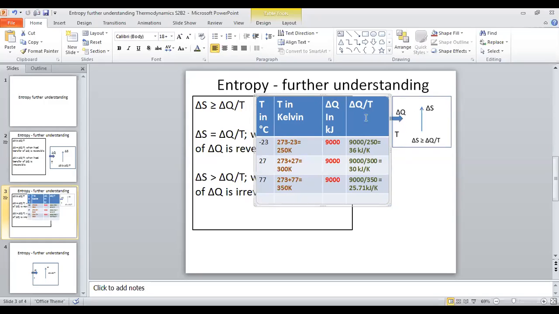Your delta Q is here. Your T value is here in Celsius first and then in Kelvins, because Celsius we are more familiar with, centigrade. And delta Q by T is there at the right side.